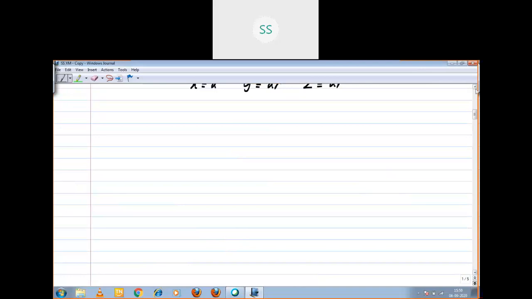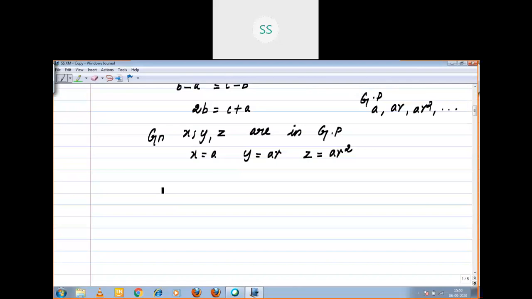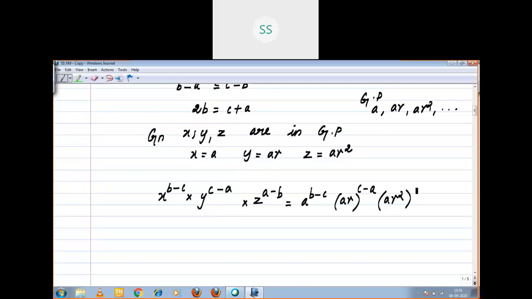Now you see what is given: X power B minus C, Y power C minus A, Z power A minus B, which is equal to A power B minus C, AR power C minus A, AR square power A minus B. What is it, children? Say yes or no?